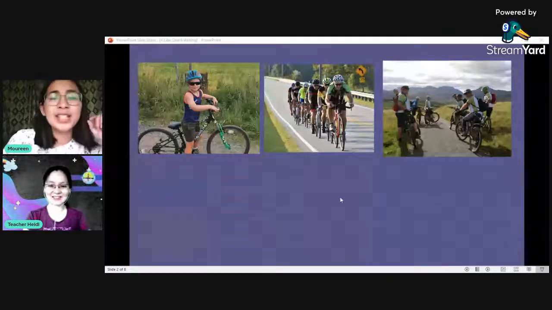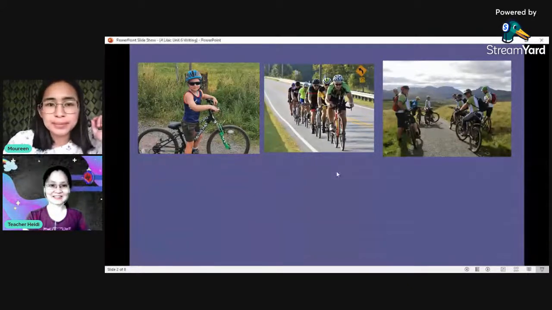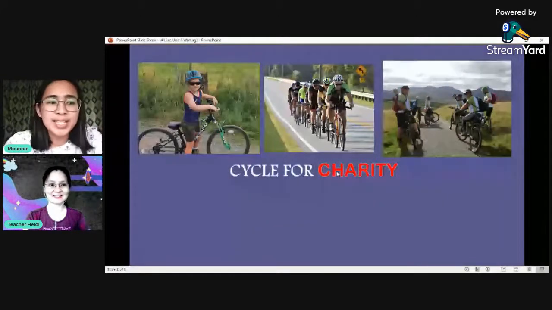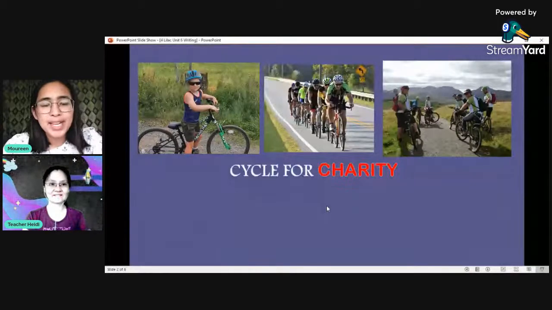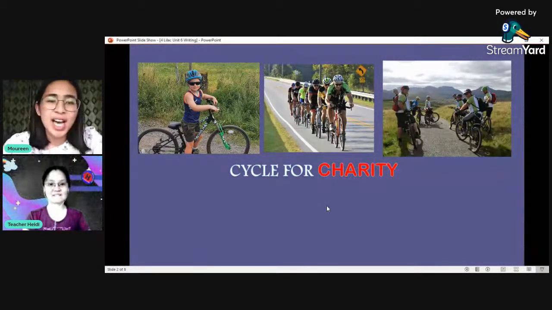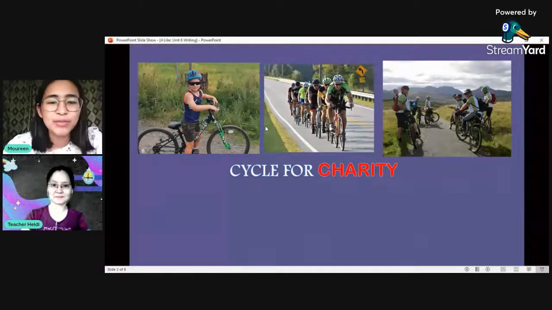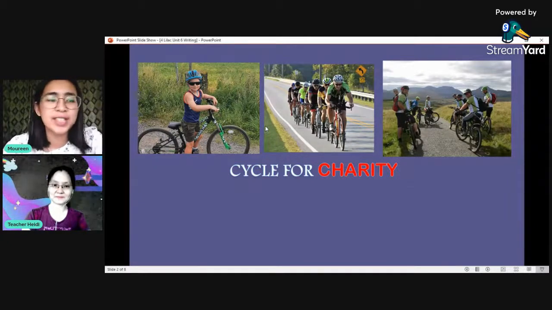Okay, so talking about cycling, do you see the words there, class? Cycle for charity. We have just learned what cycling is. And now, what about for charity? What does it mean when you cycle for charity? Okay. Cari, apa maksud charity if you're not sure? And tell me, what does it mean by charity? Normally people cycle for hobby, for exercise. But then this one is cycle for charity. Apa itu charity, right? What's the purpose of cycling for charity?